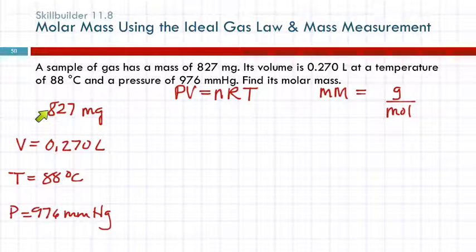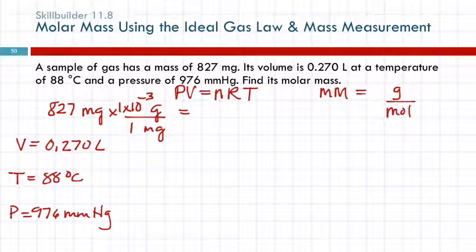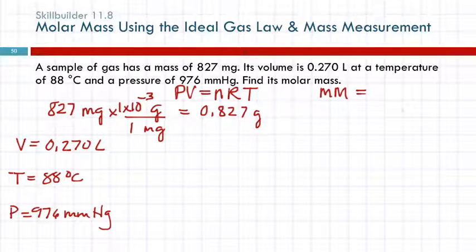Well, this is definitely related to the number of grams, right? We could convert that from milligrams to grams. We put milligrams on the bottom and grams on the top. Milli means 10 to the minus 3. So 1 times 10 to the minus 3 grams is equal to 1 milligram. We do the math and we get 0.827 grams. I'm going to move that over. Grams per mole. So we know the number of grams, 0.827 grams of the gas.